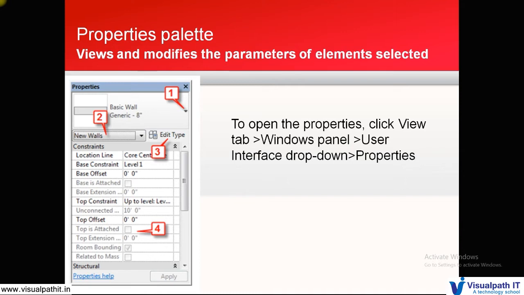So again, to open the properties, you click the view tab. Again the same Windows panel, like the project browser, go to the user interface, drop down and properties, if you mistakenly close it. So the properties box views and modifies the parameters of the element selected. Means if you select a wall, the properties of the wall you can edit. If you select a door, whichever element you select, the parameters of that element can be edited. Okay, that is called the properties palette.